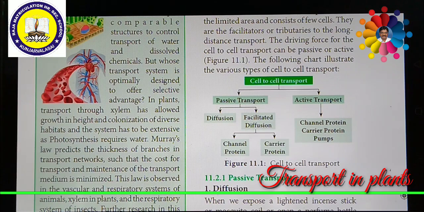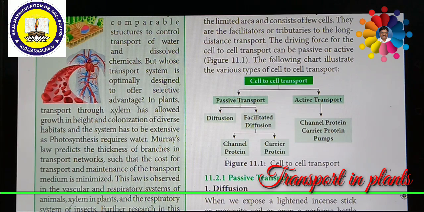So passive transport will not use any energy. Diffusion is a very good example for the transport of material from one place to another place without any energy. It is very common in liquid and gaseous substances. Then facilitated diffusion. What is facilitated diffusion? This is also passive transport, while active transport is also available. First of all, we shall see about facilitated diffusion.